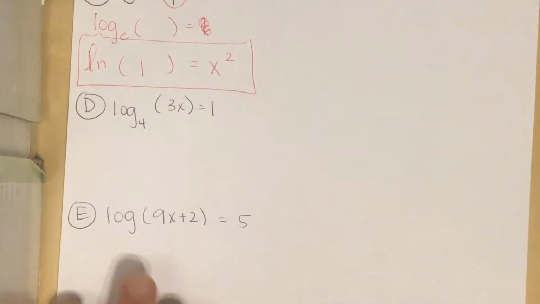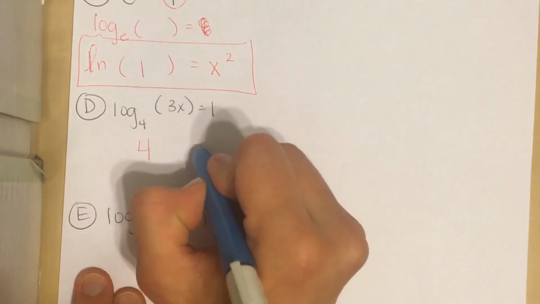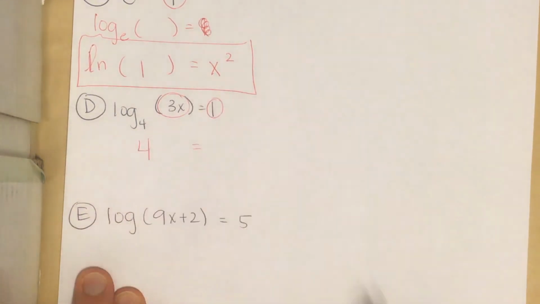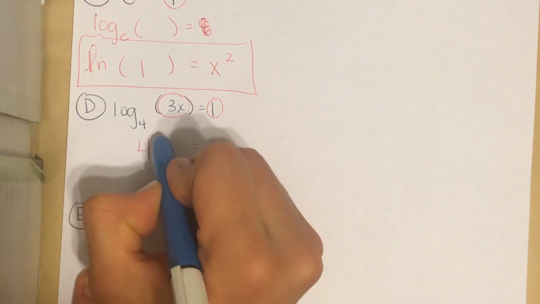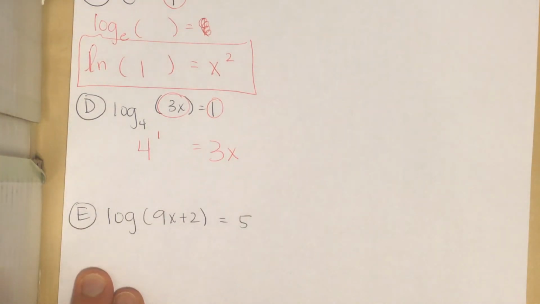All right, same idea if I start with a logarithm and move to an exponential form. My base here is a 4. And then my x and y switch sides of the equal sign. So the 3x goes to the other side and the 1 becomes my exponent.